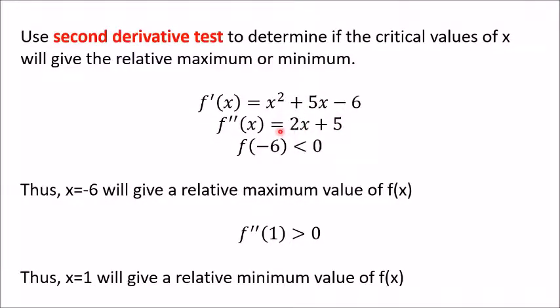So we have the second derivative, 2x plus 5. Now, we will substitute here the first value we got from the critical values, negative 6. Okay, when substituting here, just do it mentally. 2x plus 5, x is negative 6. So, 2 times negative 6 is negative 12 plus 5.